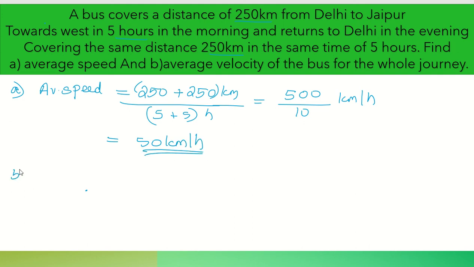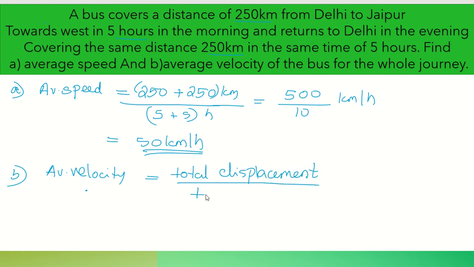Now let's see what is going to be the average velocity. So average velocity is equal to total displacement, right? Total displacement. This is the difference between speed and velocity, right? The total displacement by total time taken. Understand the difference carefully.